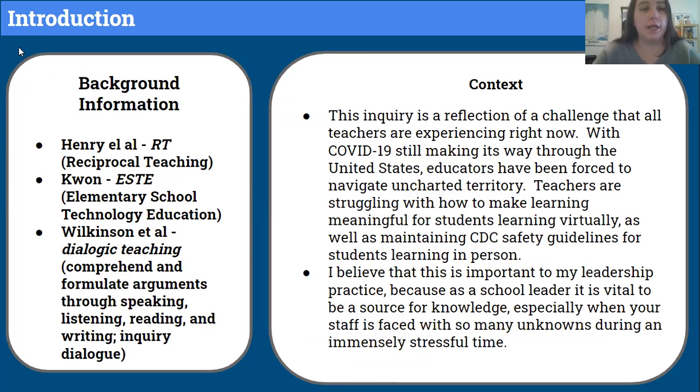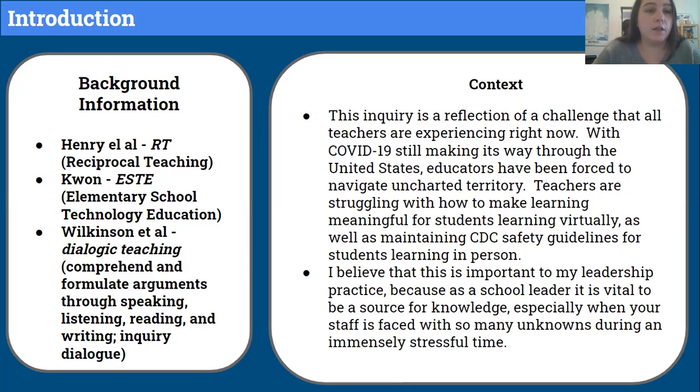So before I get started into the context, I'm going to talk a little bit about the background information. So when I discuss the Henry et al. article, I will be using the letters RT, which stands for reciprocal teaching. When I discuss the Kwan article, I will be using the letters ESTE, which stands for Elementary School Technology Education.